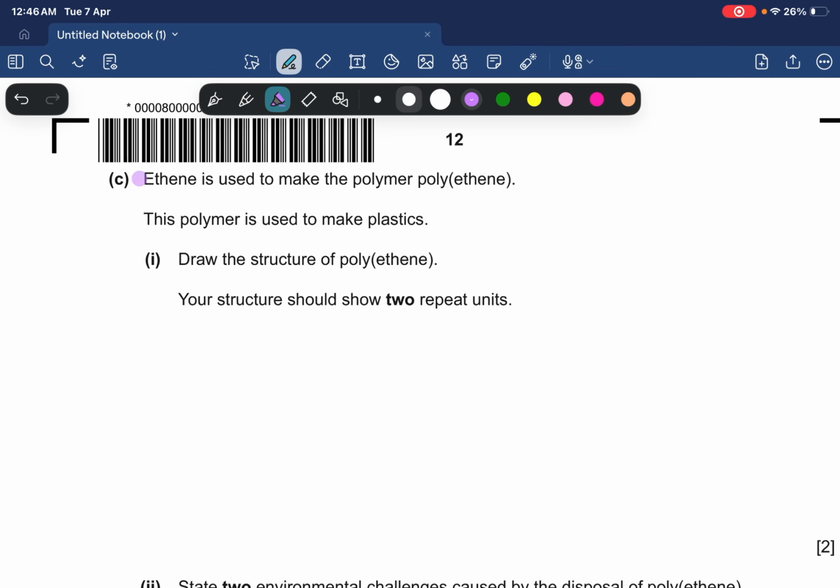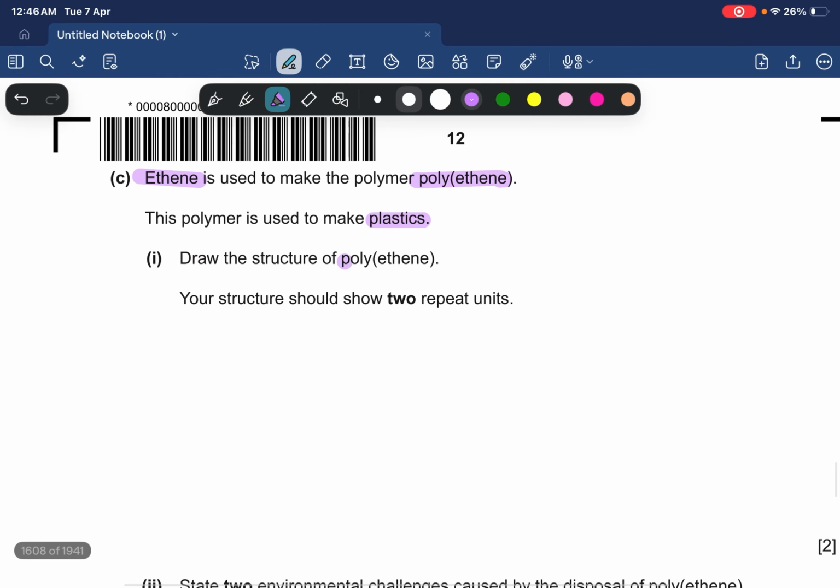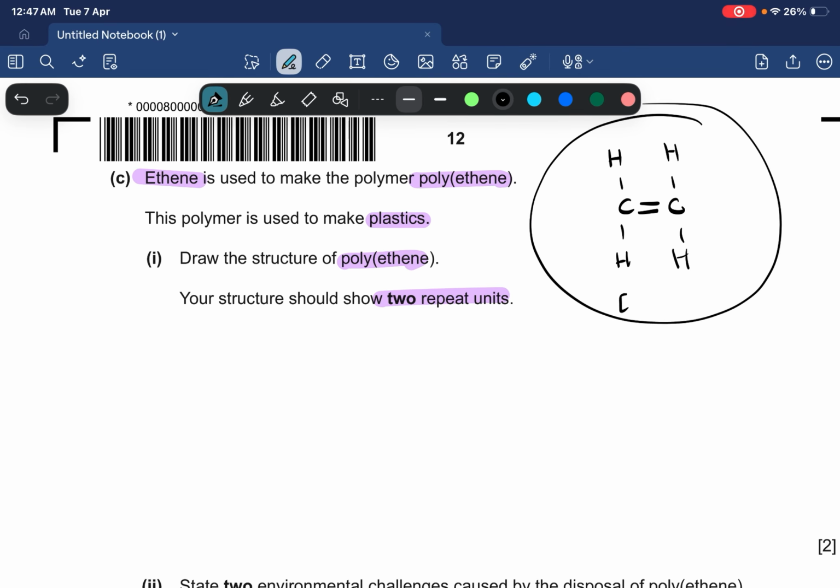Ethene is used to make a polymer that's called polyethene. The polymer is used to make plastics. Draw the structure of polyethene. Your structure should include 2 repeat units. So we're going to make ethene first. Ethene means carbon-carbon double bond with hydrogen, hydrogen, hydrogen, and hydrogen. So this is my ethene. I have to make polyethene out of it.